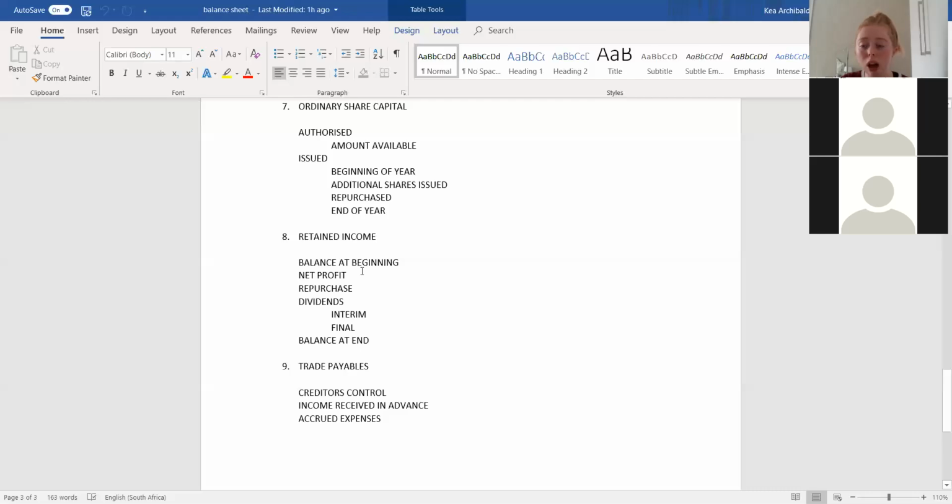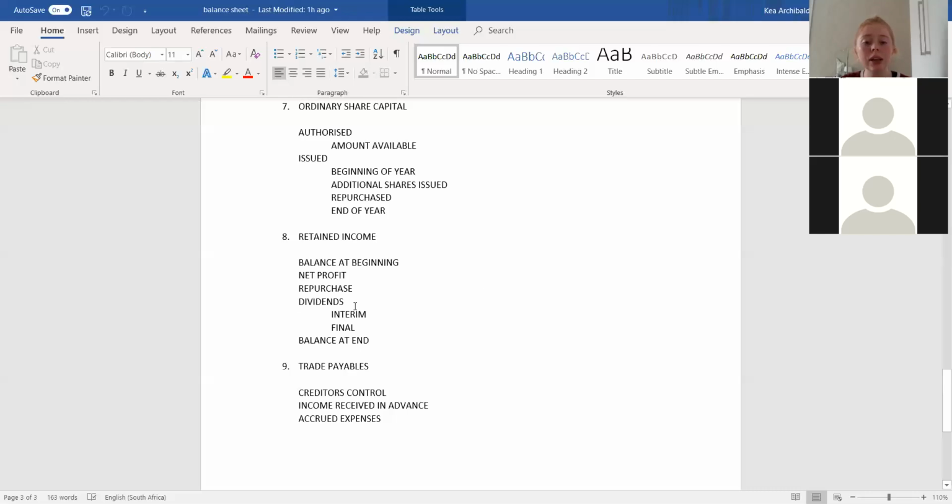This can be a loss. It can be a net loss. Then it would be in brackets for negative. Like I've said, the repurchase amount over here is the extra amount paid for the shares that I've bought. So it would be the extra R1.30 times the number of shares that I repurchased, and that would be in there as a negative.